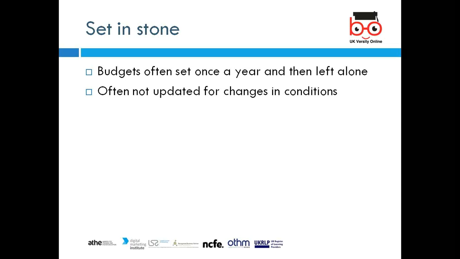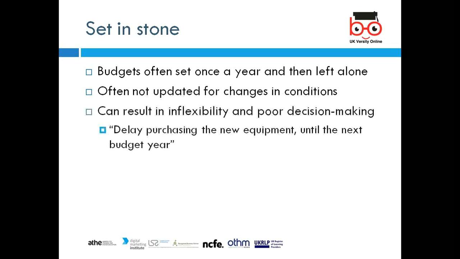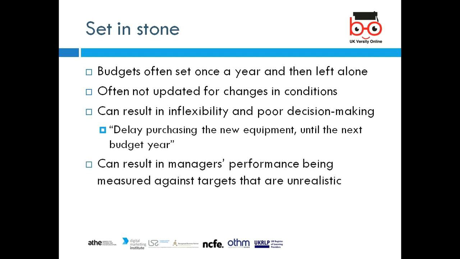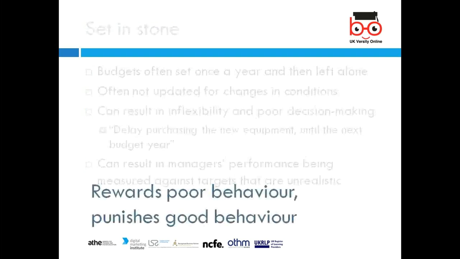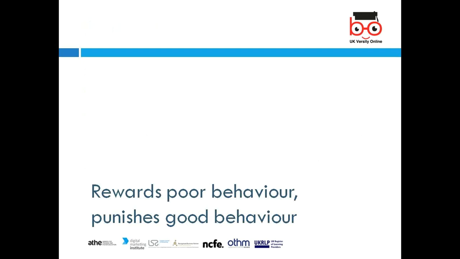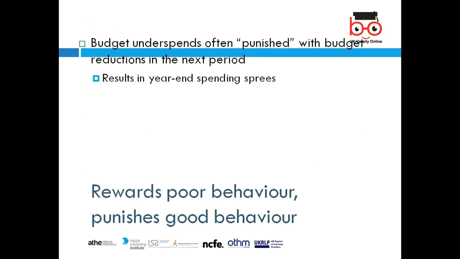A budget set in stone is often set once a year and then left alone, often not updated for changes in the conditions. We need to look around. It can result in inflexibility and poor decisions, and delays purchasing of new equipment until the new year. It can result in a manager's performance being measured against a target that is sometimes unrealistic, rewarding poor behavior and punishing good behavior.